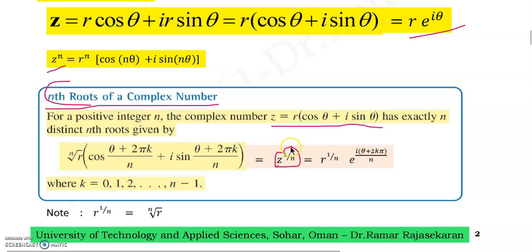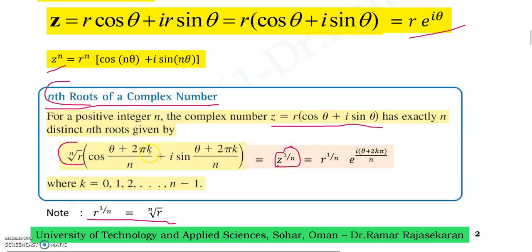Here z to the power 1 by n is equal to r to the power 1 by n, which is the nth root of r. So z to the power 1 by n equals r to the power 1 by n times cosine of (theta plus 2 pi k) divided by n plus i sin of (theta plus 2 pi k) divided by n. This is the nth root of a complex number z.